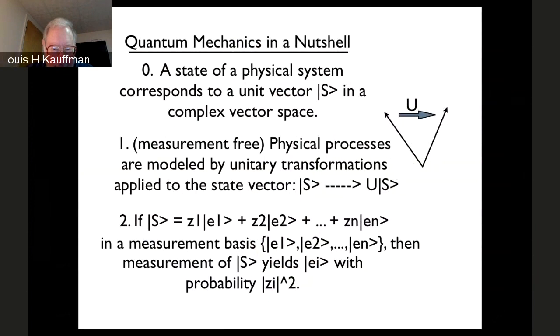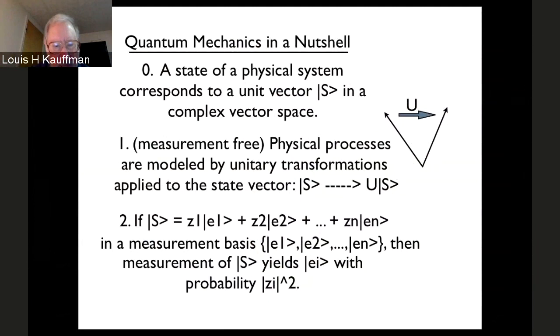And when you make a measurement on this vector, it changes into only one of the basis elements. And it does that with probability equal to the absolute square of the coefficient. Remember, the sum of the absolute squares of the coefficients is 1. So that part is just probability. But the vector itself consists of numbers whose absolute squares are the probabilities.